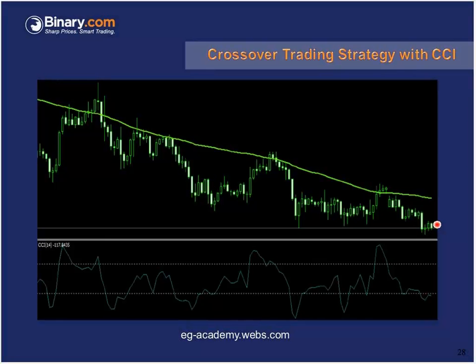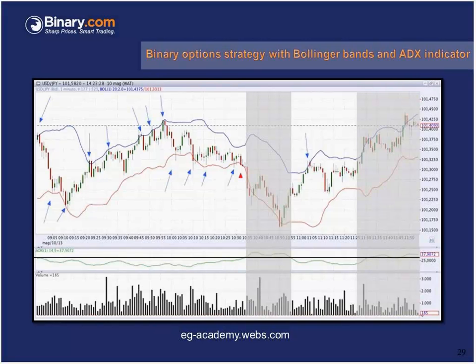And now, binary option strategy with Bollinger Bands and ADX indicator. It's one of the best binary options trading strategies with expiry of a few minutes, between 2 and 4. It is a retest on Bollinger Bands with the ADX indicator. The strategy shows a series of impressive achievements. So let's see how to use it.